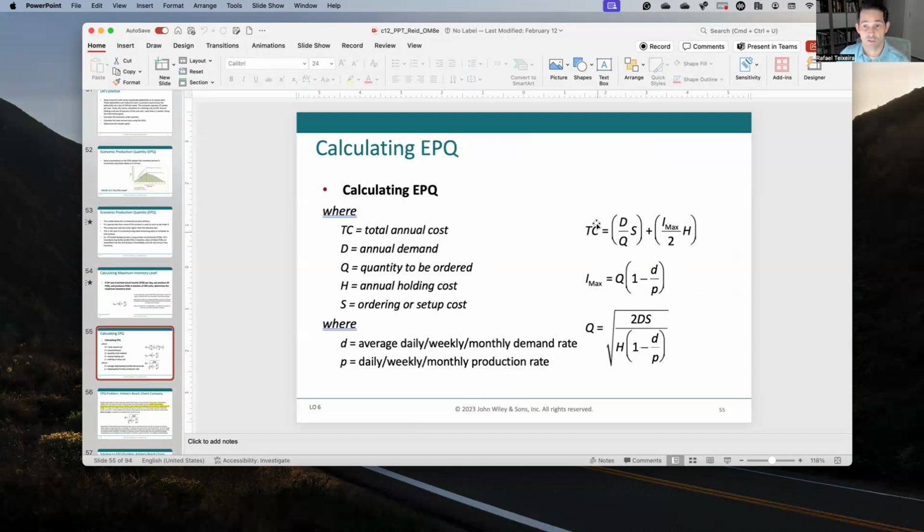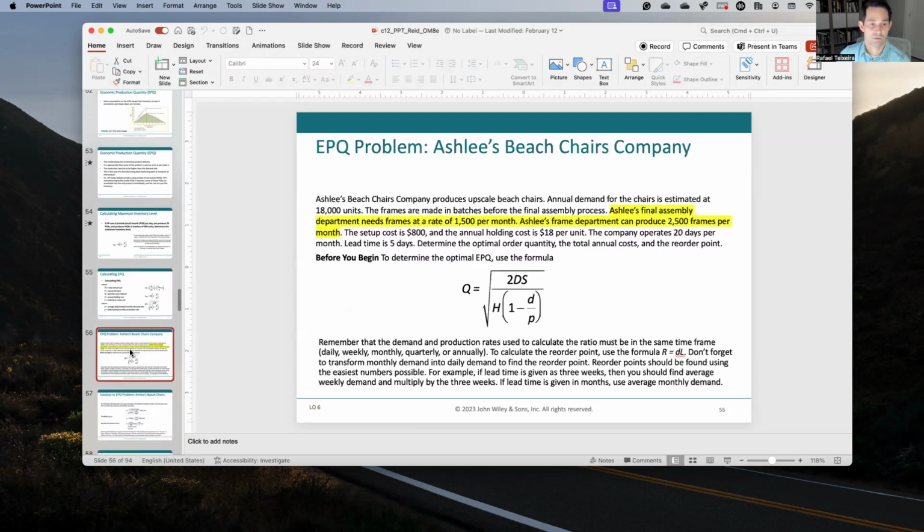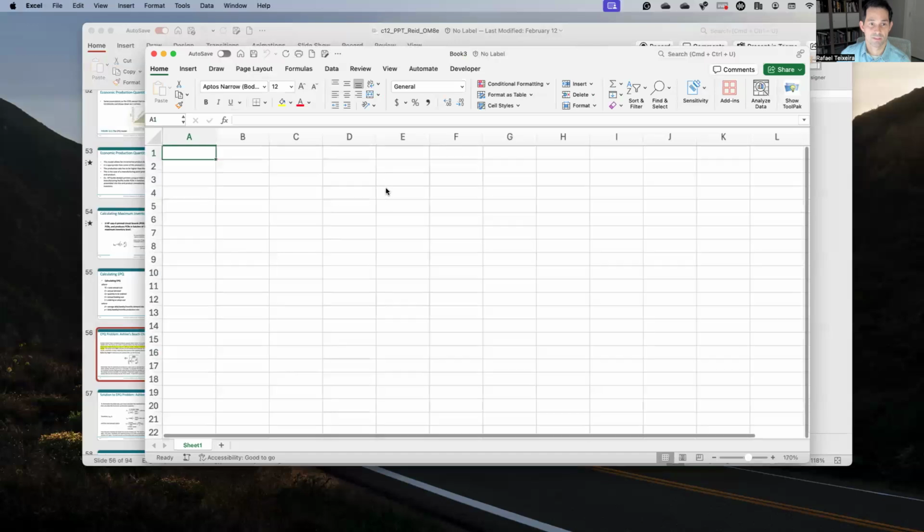So here again, you see the total annual cost is the cost to place orders plus the holding cost, which in this case is based on a maximum inventory, which is not similar to the EOQ problem. The maximum inventory, as I just said, is a function of the ratio between daily demand and daily production. And our Q, our optimal order quantity, is given by this formula, which takes into account this ratio between daily production and daily consumption. Let's take a look at the problem and solve it. Let me pull up an Excel file here.